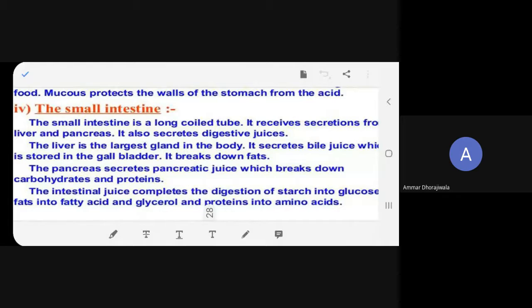The pancreas. The pancreas secretes pancreatic juice which breaks down carbohydrates and proteins.